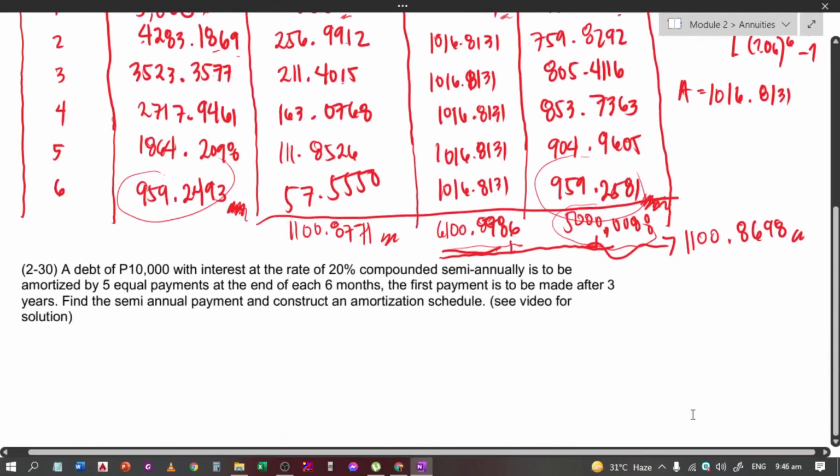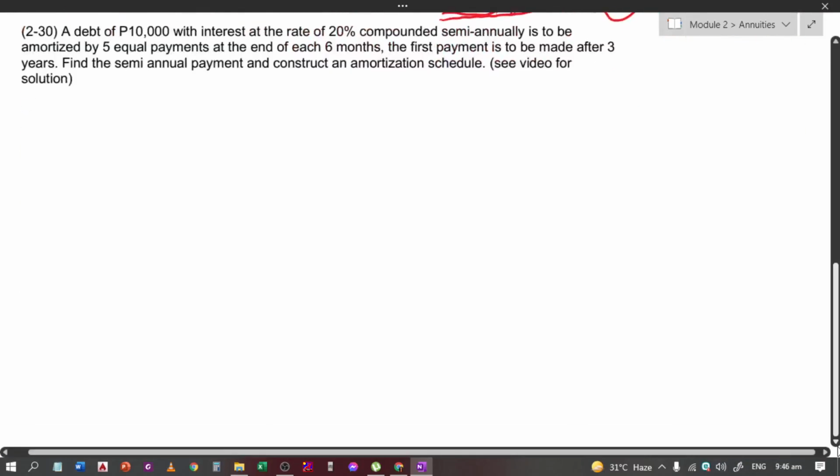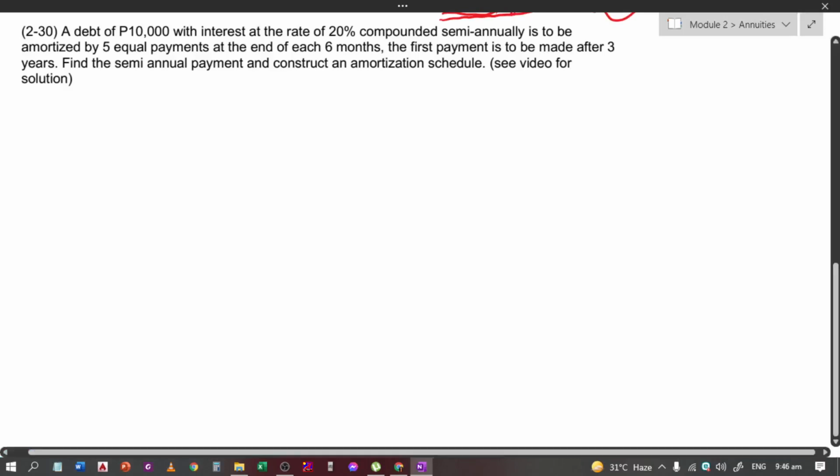Okay, so next example. So, a debt of 10,000 with interest at the rate of 20% compounded semi-annually is to be amortized by 5 equal payments at the end of each 6 months. The first payment is to be made after 3 years. So, find the semi-annual payment and construct an amortization schedule. So, anong sabi? So, first, gagawa ako ng amortization schedule.